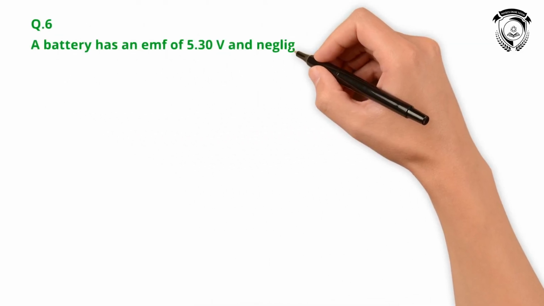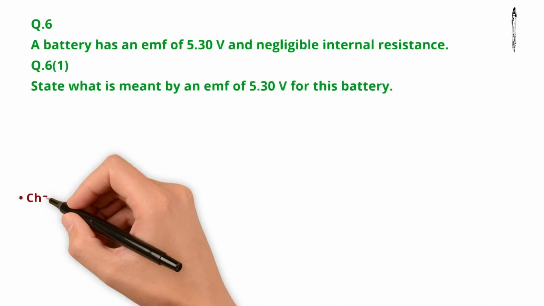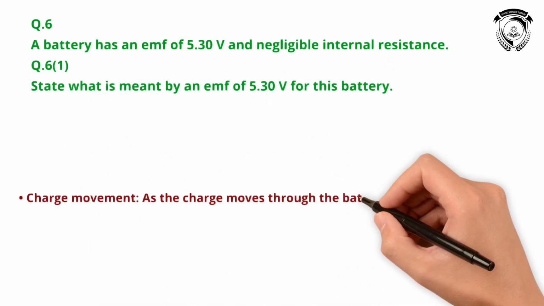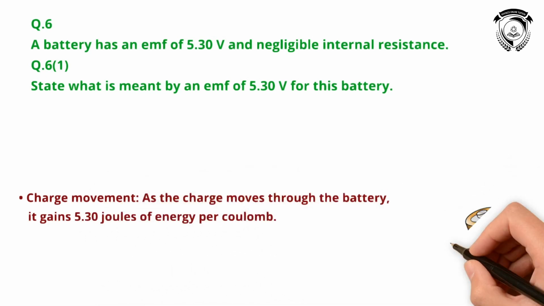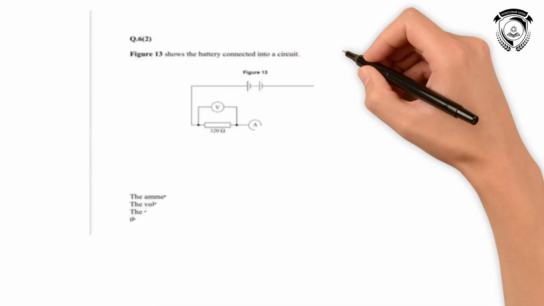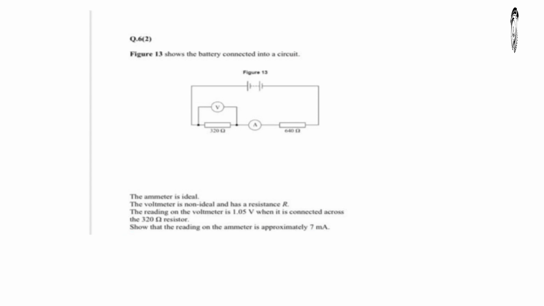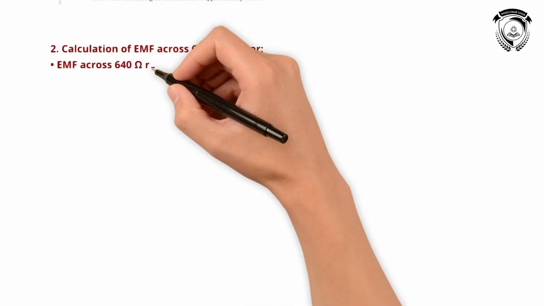Question 6. A battery has an EMF of 5.3 volts and negligible internal resistance. What does it mean by EMF? EMF is the charge which moves through the battery and it gains 5.3 joules of energy per coulomb. In figure 13, they have shown you a circuit which has an ideal ammeter and a non-ideal voltmeter. We have to show that the reading on the ammeter is approximately 7 milliamperes.